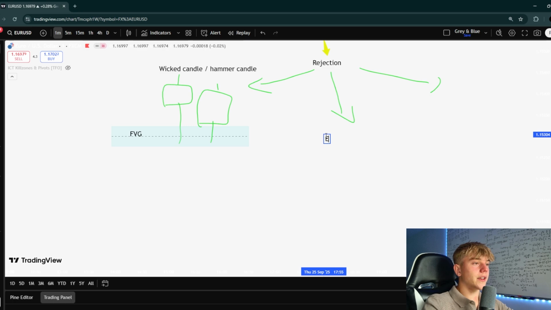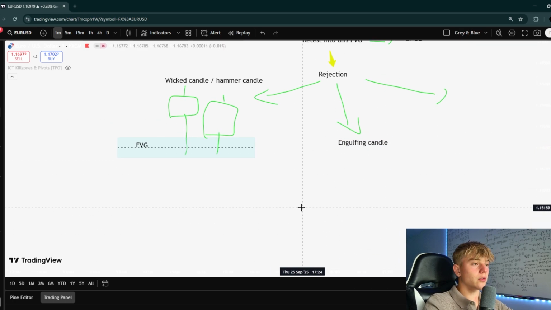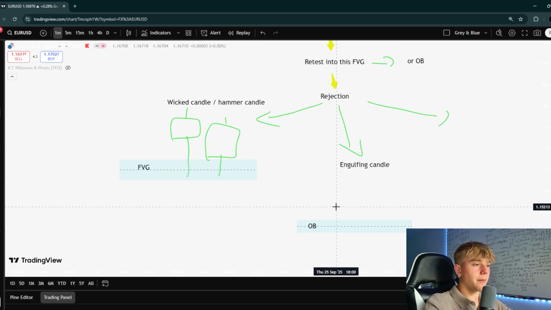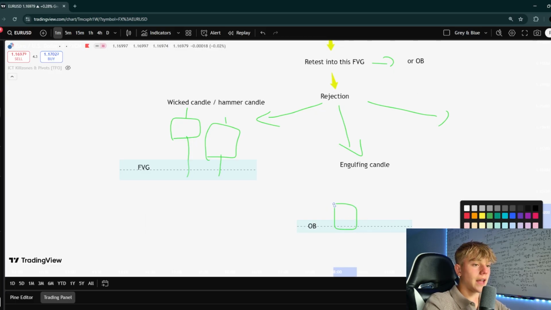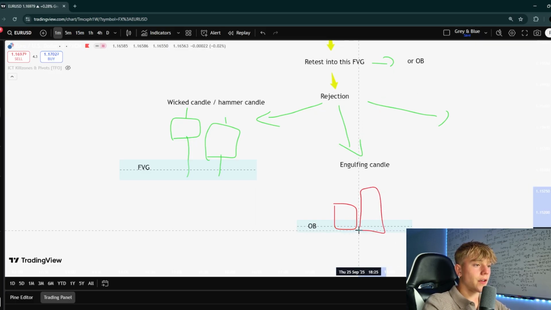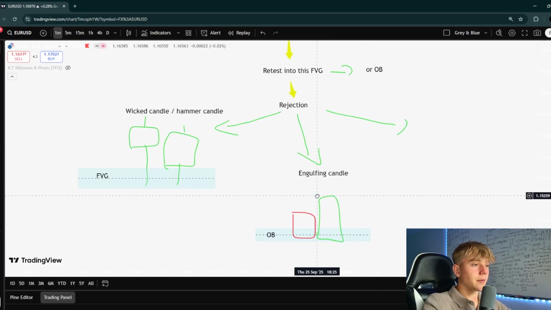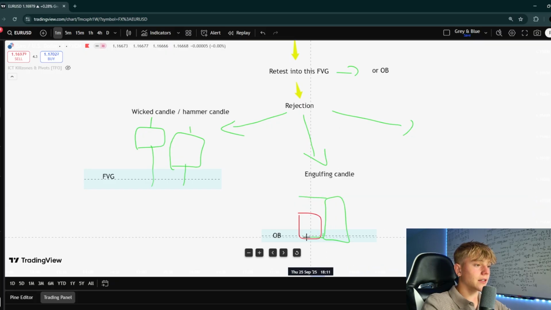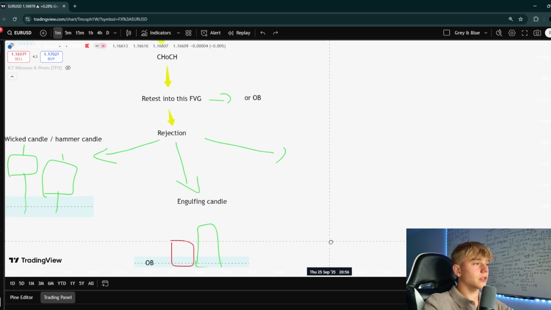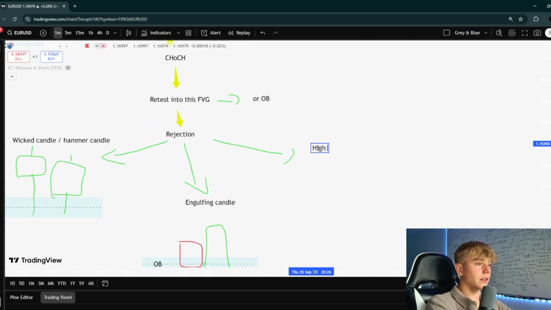The next rejection I want to see is an engulfing candle. So this is very simply, let's say we had our order block down in this zone. We had a bearish candle like so, pushing down into this area. Then the very next candle was a candle in the opposite direction, a bullish candle that completely engulfs the bearish candle next to it. So it is bigger than the bearish candle and it engulfs it. And this shows a good change in momentum because price now has more volume for the buys than it did for the sells.